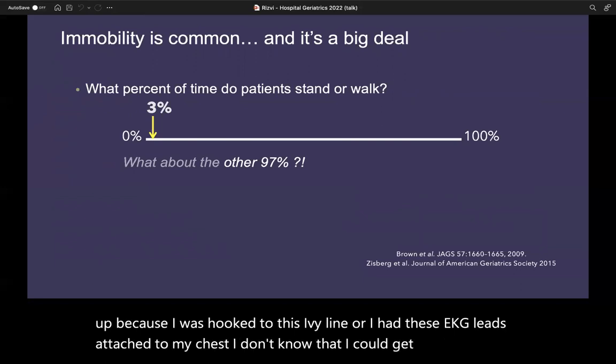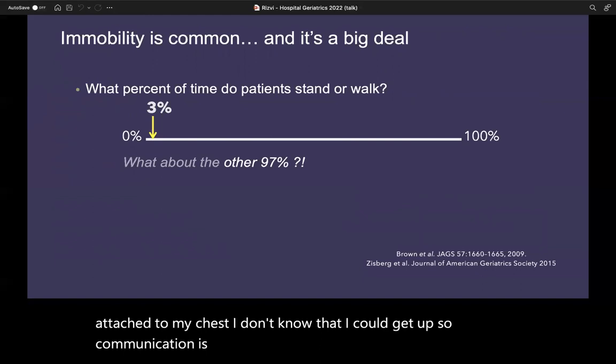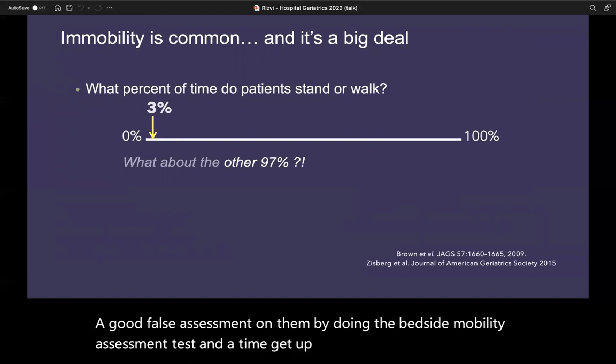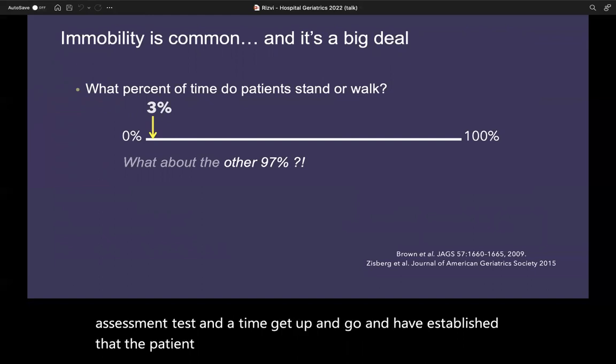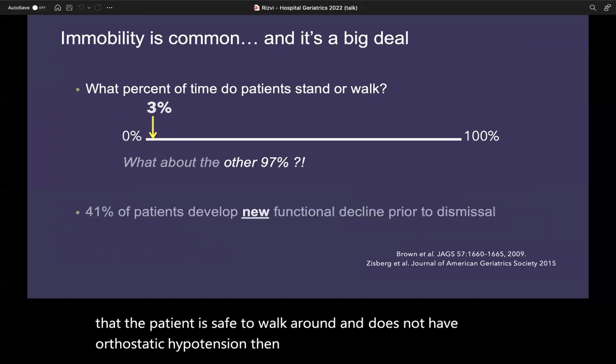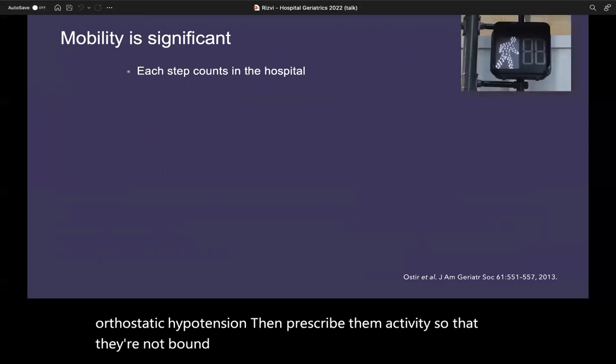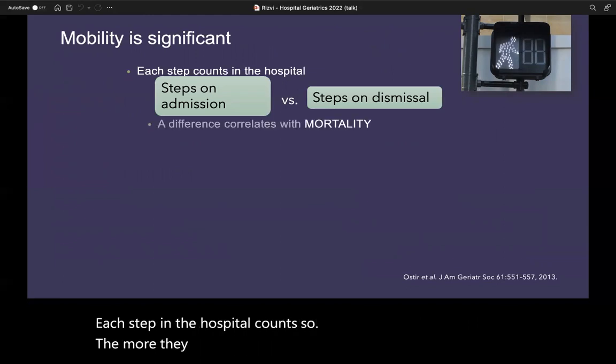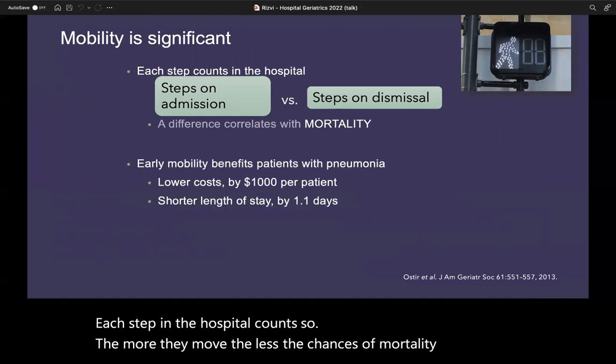So communication is important by telling your patients that after you have done a good falls assessment on them by doing the bedside mobility assessment test and a timed get up and go, and have established that the patient is safe to walk around and does not have orthostatic hypotension, then prescribe them activity so that they're not bound to their beds. Each step in the hospital counts. So the more they move, the less the chances of mortality and risk of complications.